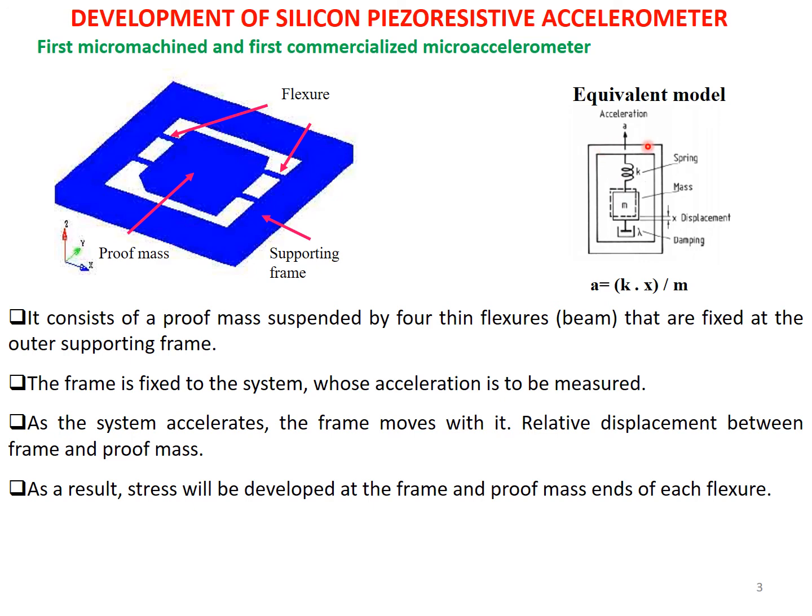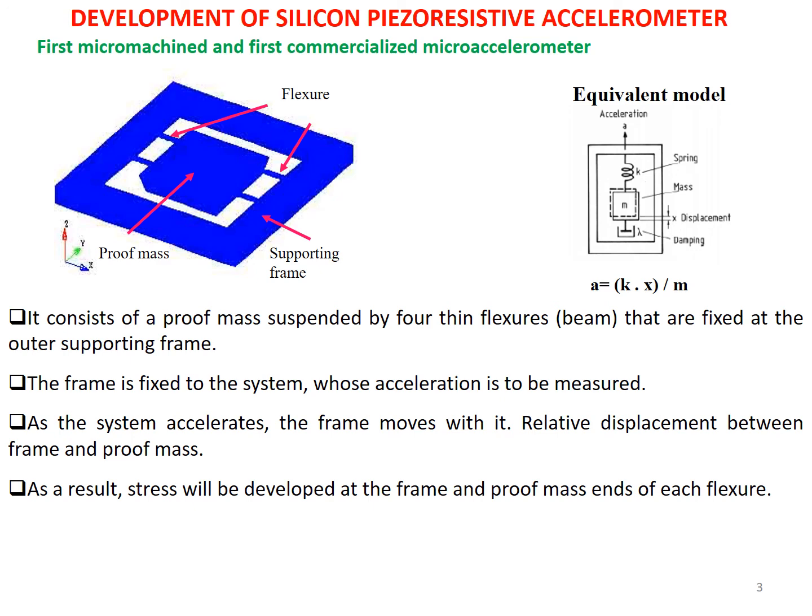Where one outer reference frame is there, which is this one, and inside we have this mass, and these are the four springs, and their damping force will also be there because of the air damping. Fine. So that is the equivalent model of the mass spring damper system, where you can see the equation A equals kx by m. Where are we getting this from? Because if you see this equation, that is nothing but m into A equals k into x.